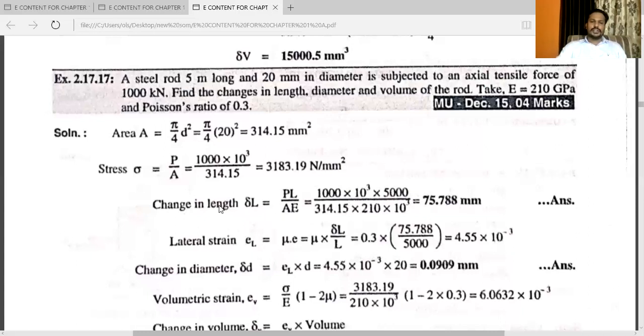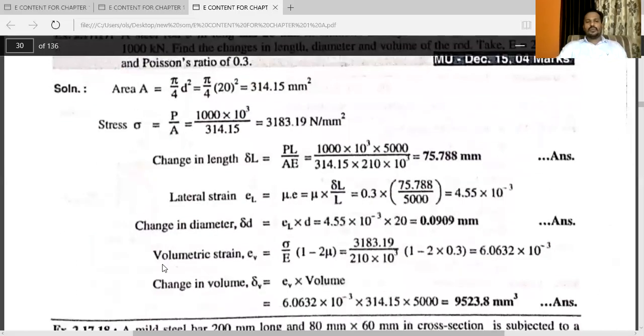After getting the value of change in length, you can calculate the lateral strain, that is epsilon L is equal to mu into epsilon, where epsilon is nothing but delta L upon L. So we have the value of delta L and the value of L, and you will get the lateral strain. Now we can calculate change in diameter, that is delta D is equal to lateral strain into diameter. We have the value of diameter, so you will get the change in diameter.